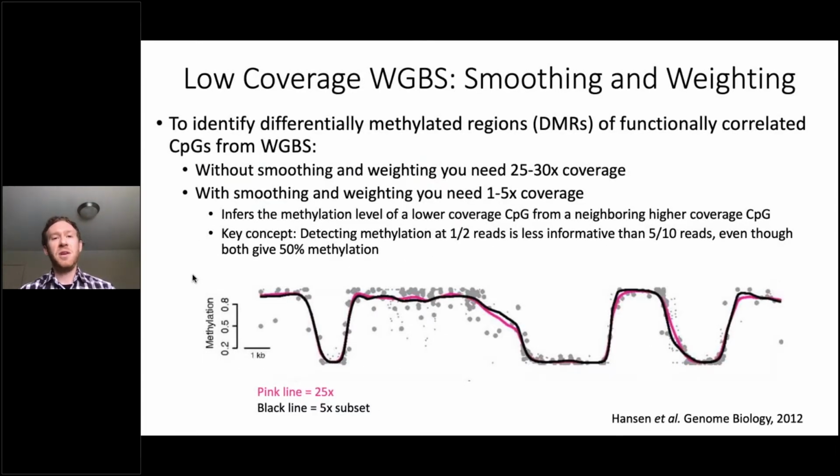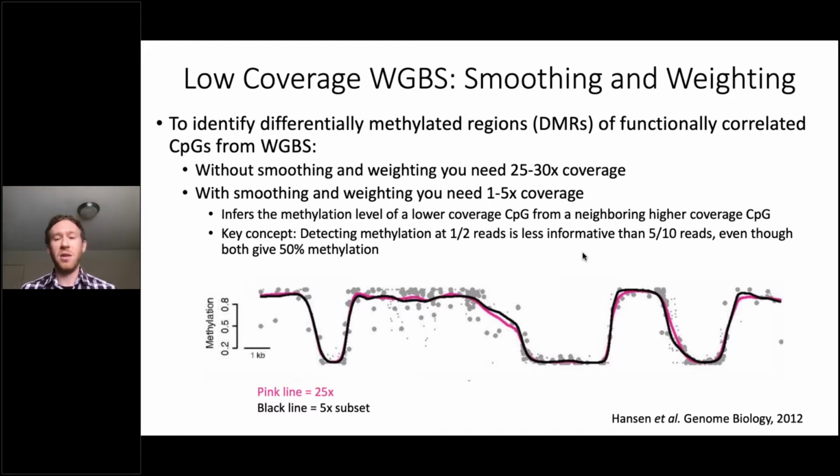So as I mentioned, what really enables low coverage WGBS are these smoothing and weighting based approaches. They really allow you to identify larger scale differentially methylated regions. So we're not focused on single CpG sites in these analyses, but rather ones that are closely clustered together and functionally correlated. And in order to identify them without smoothing and weighting, you would need about 25 to 30x coverage. However, with smoothing and weighting, you need only 1 to 5x coverage. And this is because these approaches can infer the methylation level of a lower coverage CpG site from a neighboring higher coverage CpG site. So the key concept here is detecting methylation at 1 out of 2 reads is less informative than detecting methylation at 5 out of 10 reads, even though both of those will tell you that you have 50% methylation.